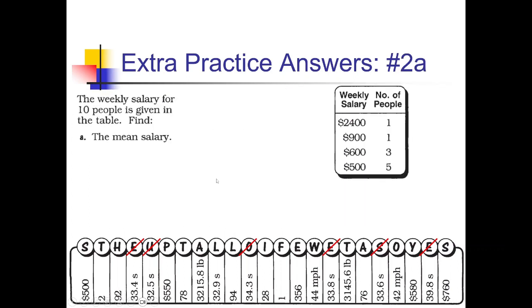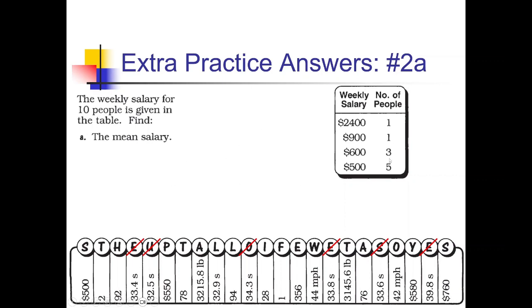For this next set of problems, we have the weekly salary for 10 people given in this table over here. So for the first part of this, we want to find the mean salary. So we got to be careful here. This is a frequency table. It tells us how many people have each type of salary. So we can't just add these salary numbers together and divide by 4 because they're not equally distributed amongst all these people. Only one person makes $2,400, and then there's like 5 people who make only $500. So we have to take that into account.